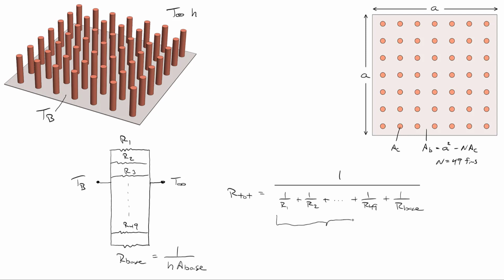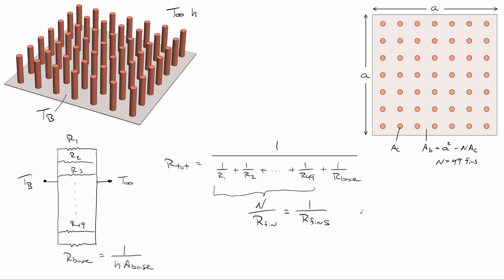So let's try to simplify this a little bit. We can take all of the fins and combine them. We'll just say that this is the number of fins divided by the resistance of each individual fin, because R1, R2, all the way through R49, it's the same expression. They're all identical fins. As we established, this is the resistance of one individual fin. We're just going to combine all of these together and say that this is equal to 1 over the resistance of all of the fins.